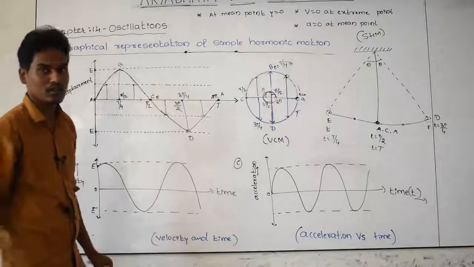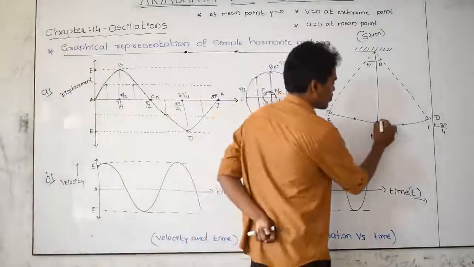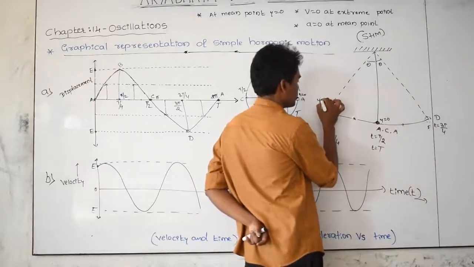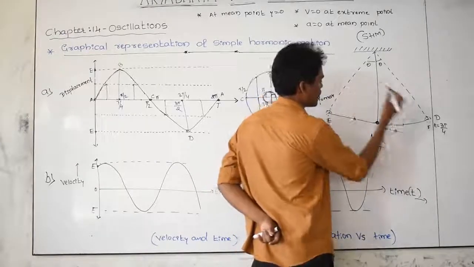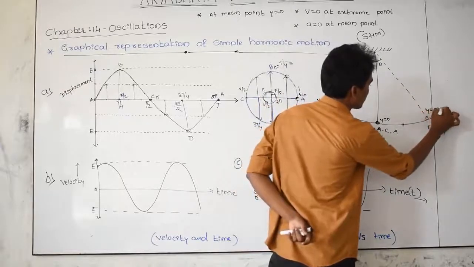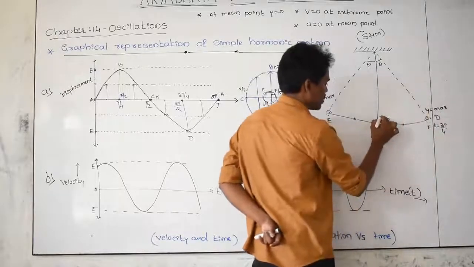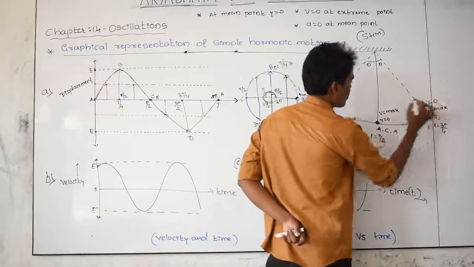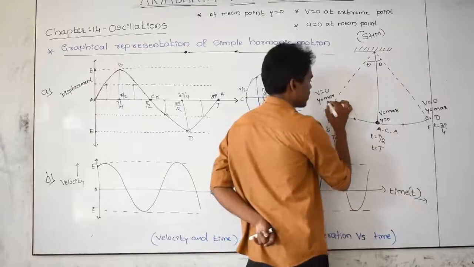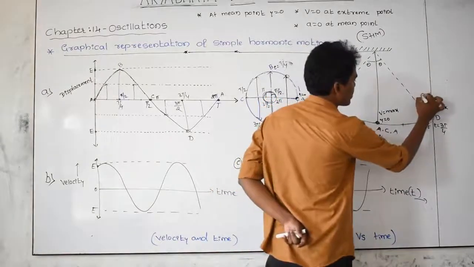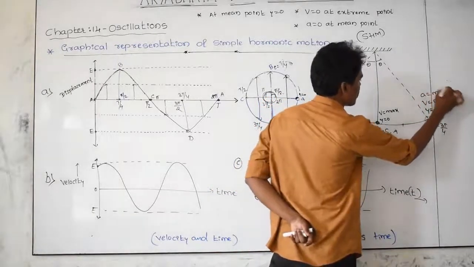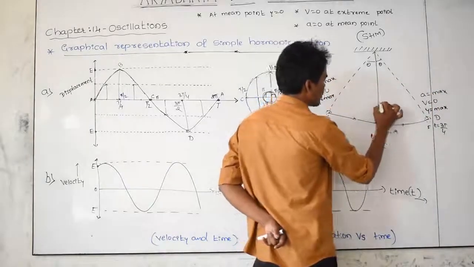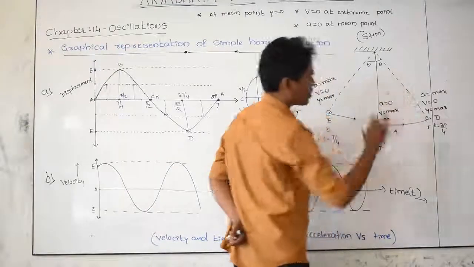This is a mean point. Displacement is equal to 0 here. Displacement is equal to maximum here, or here. Velocity is equal to maximum here. Velocity is equal to 0 here and here. Acceleration is equal to maximum at the extreme point, and acceleration is equal to 0 at the mean point. These are all the conditions.